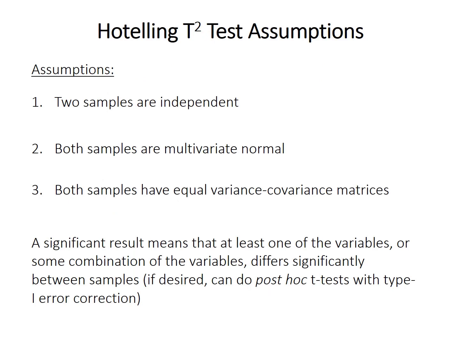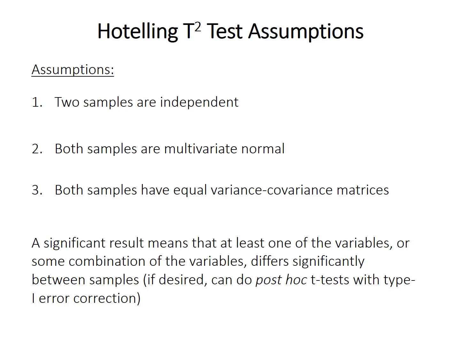The Hotelling t-squared test is a parametric test, and so it has many of the typical parametric assumptions. Of course, the two samples must be independent of one another. This generally means you can't have repeated measures of the same item, so you're not measuring the same thing multiple times. Both samples must be multivariate normal, which means that all the variables should themselves be normally distributed. If the sample size is large enough, this isn't such a big deal. Both samples should have equal variance-covariance matrices, and I'll illustrate that on the next slide.